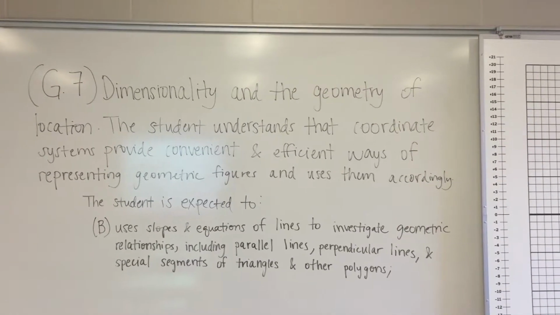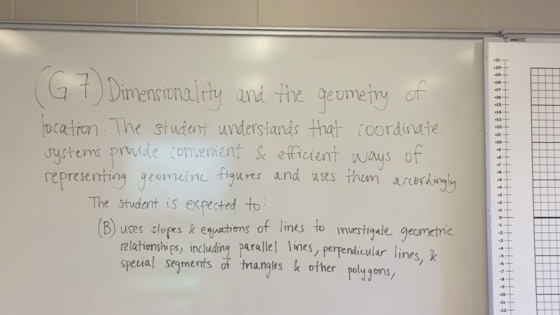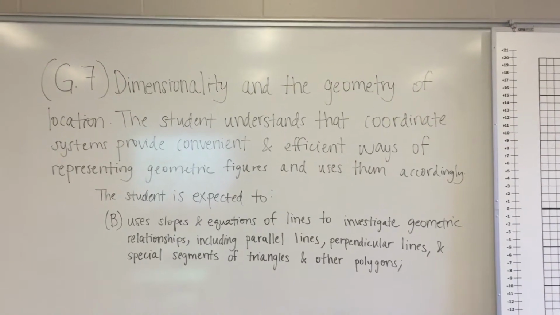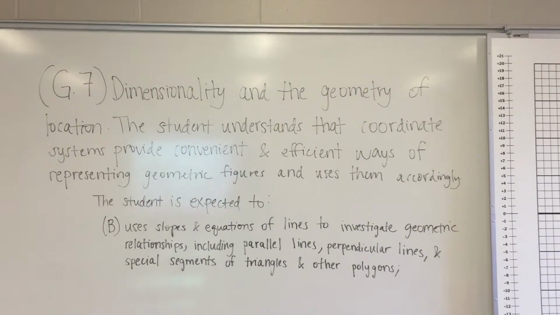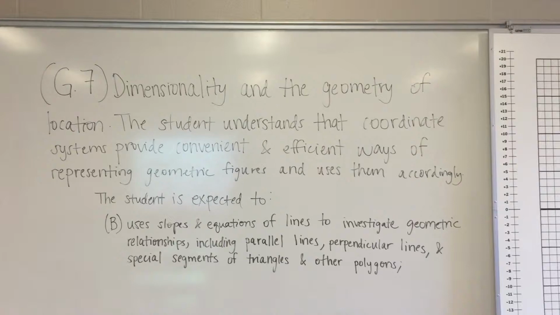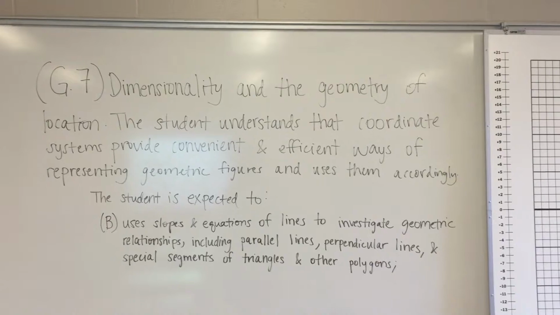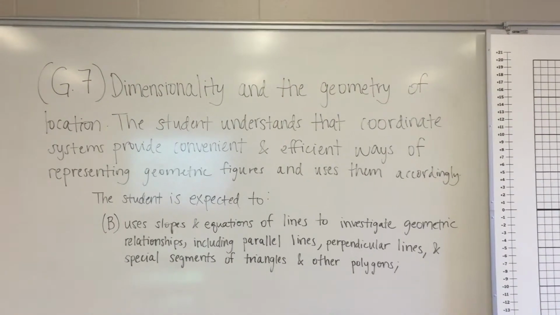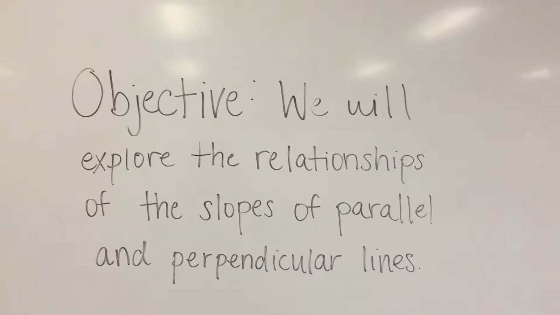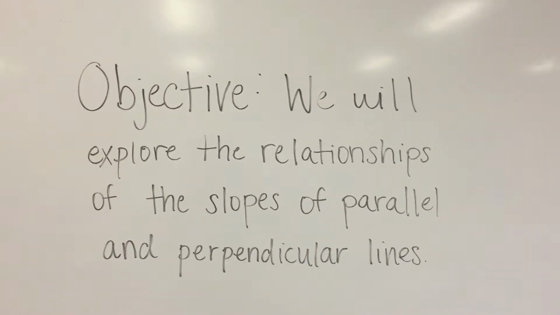In today's lesson, the TEKS goes as follows: dimensionality and the geometry of location. The student understands that coordinate systems provide convenient and efficient ways of representing geometric figures and uses them accordingly. The student is expected to use slopes and equations of lines to investigate geometric relationships, including parallel lines, perpendicular lines, and special segments of triangles and other polygons. The objective for this lesson: we will explore the relationships of the slopes of parallel and perpendicular lines.